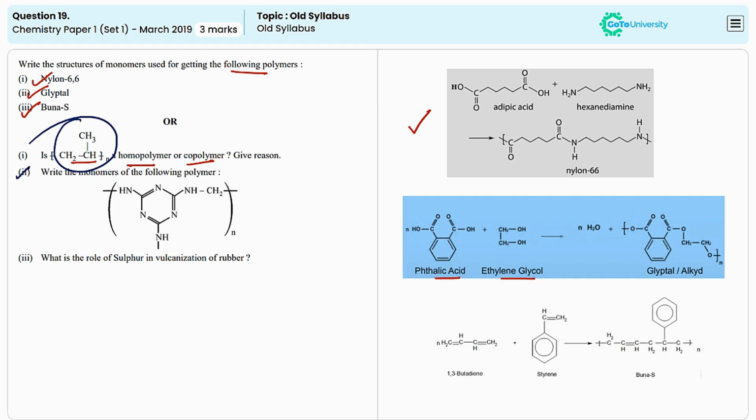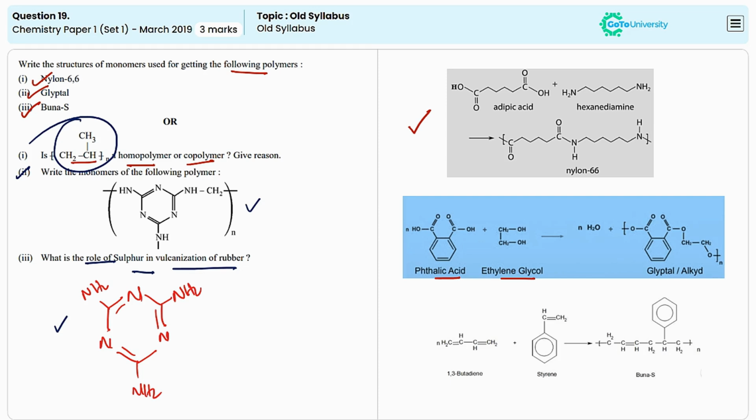In the second question, we need to write the monomers of the given polymer. The given polymer can be synthesized from the monomer and the structure of the monomer can be represented as per the given diagram. And in the third question, we need to write the role of sulfur in vulcanization of rubber.